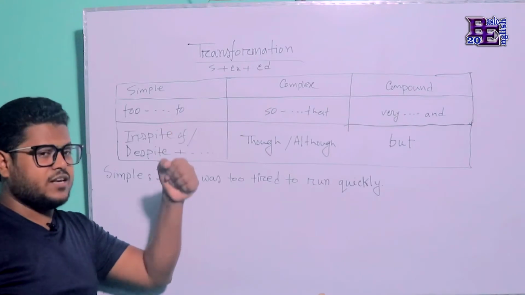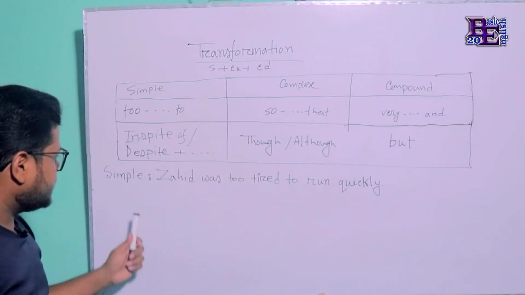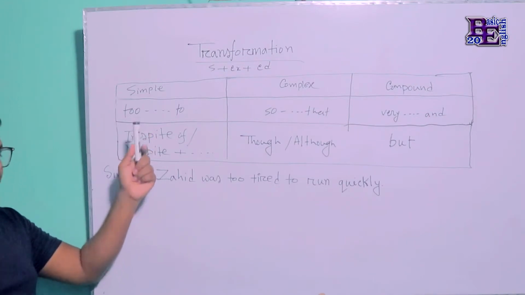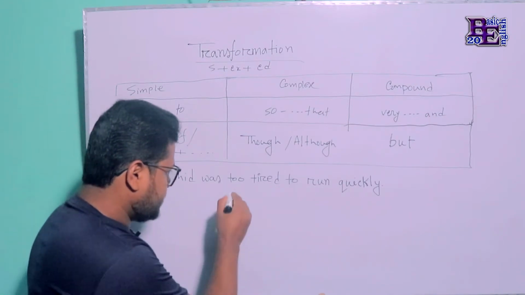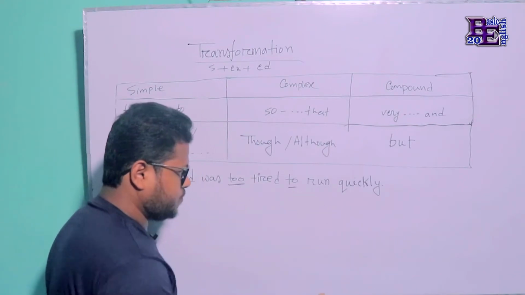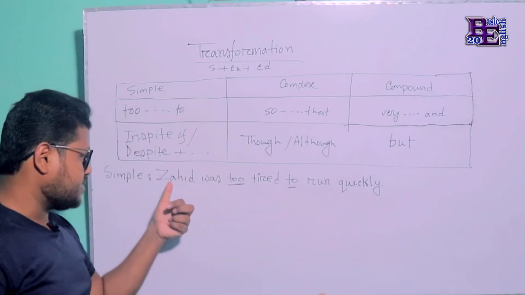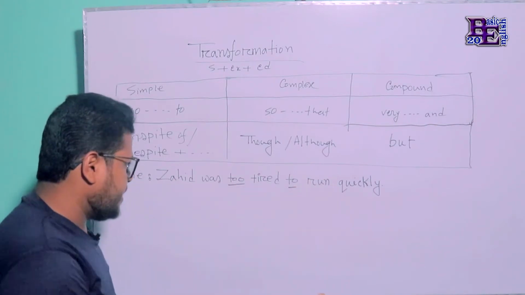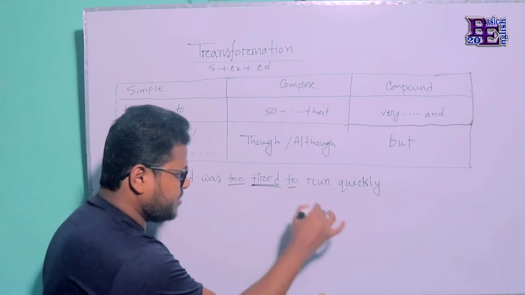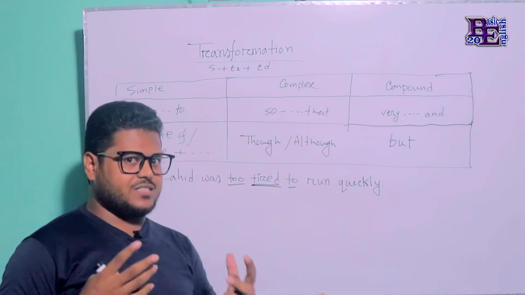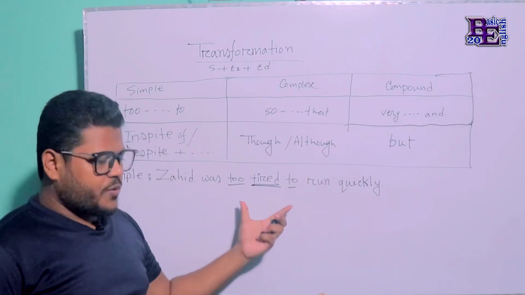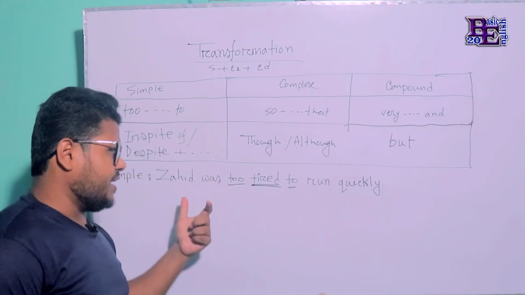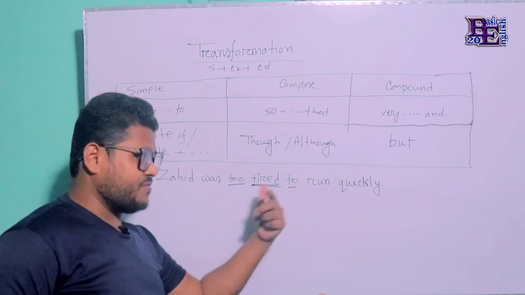Okay, so let's see an example. Here I've written an example in a simple sentence, that is using these clues. In this sentence you can see too...to, and this is a simple sentence. The sentence: Zahid was too tired to run quickly. Here the adjective is tired. You know, tired is not a positive adjective, that's why it has expressed a negative meaning. That means because of tiredness Zahid could not run very quickly.